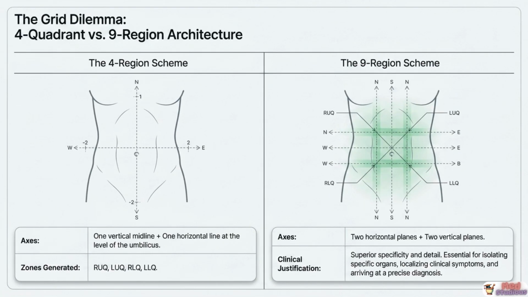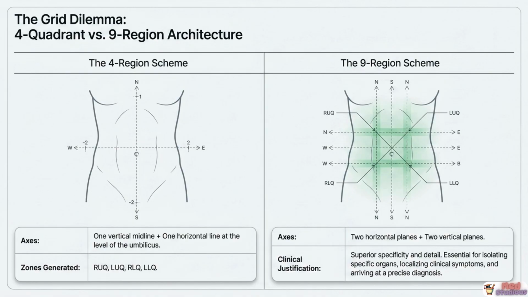We now cross the diaphragm into the abdomen, and immediately we encounter one of the most debated questions in clinical anatomy. Should you use the 4-quadrant system or the 9-region system? Both systems divide the same abdominal surface, but they differ dramatically in precision and clinical application.